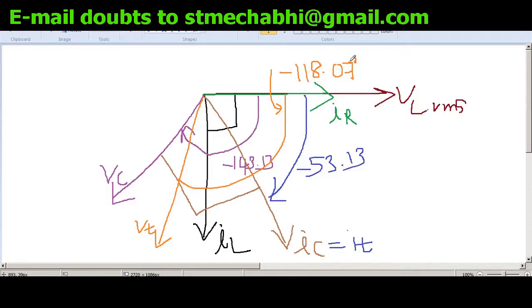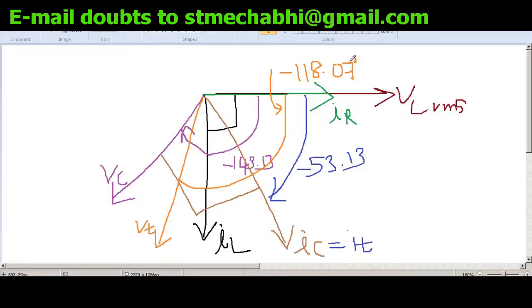This is the basic structure of the phasor diagram. It is very easy, you just need to know some simple basics: what is leading and what is lagging. So that's the case. Okay, then thank you very much.